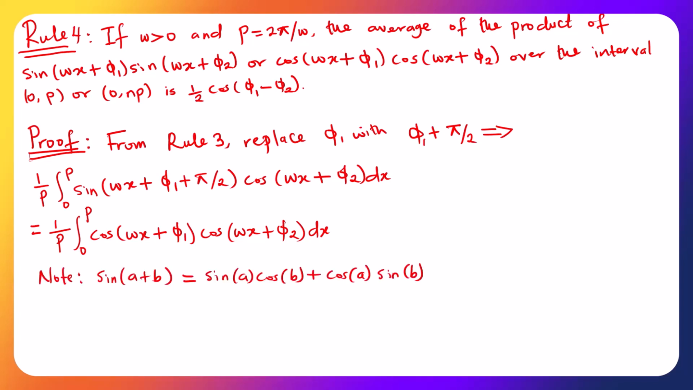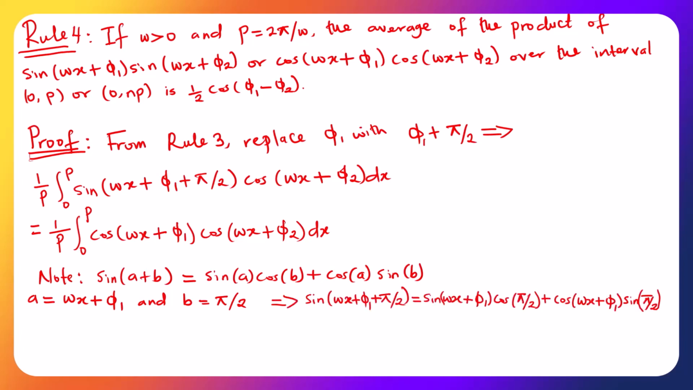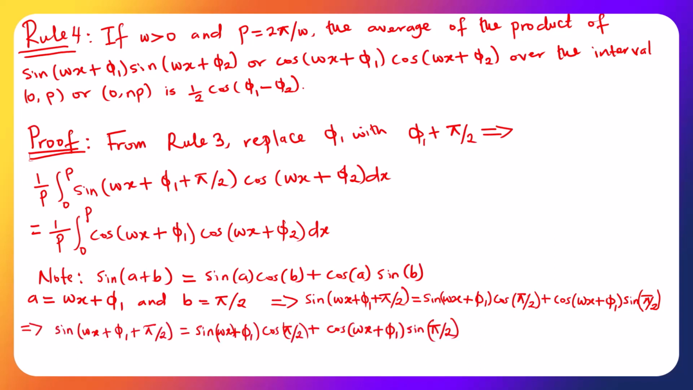So if we note that sine of a plus b is the same as sine a cos b plus cos a sine b, and we take a as omega x plus phi 1 and b as pi over 2, then we can see that the sine of omega x plus phi 1 plus pi over 2 is the same thing as sine of omega x plus phi 1 cos pi over 2 plus cos of omega x plus phi 1 sine of pi over 2.